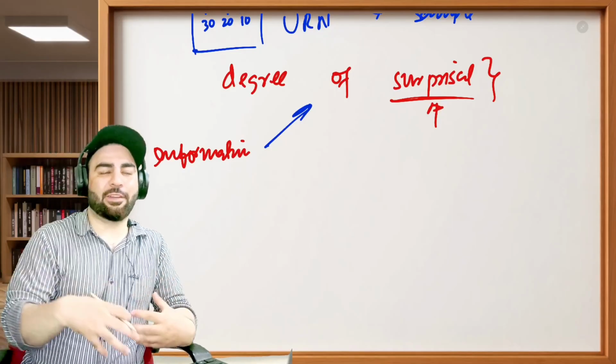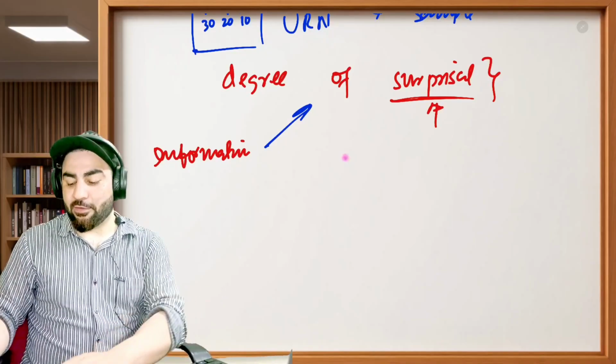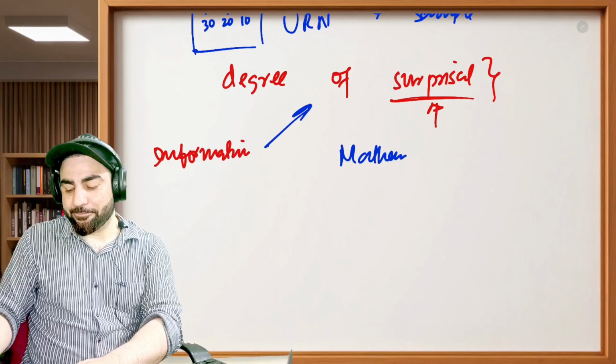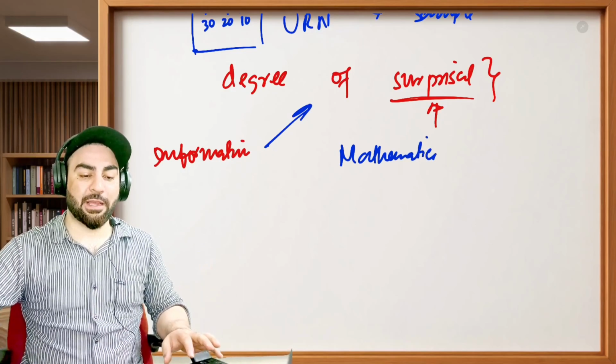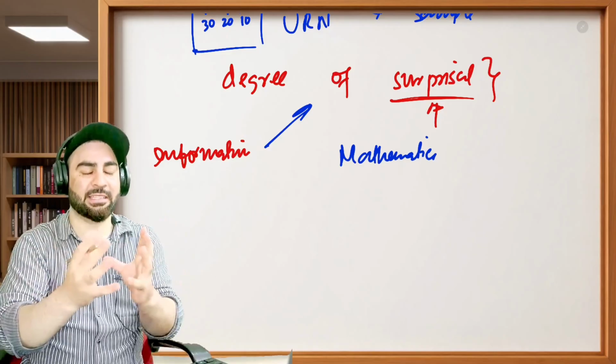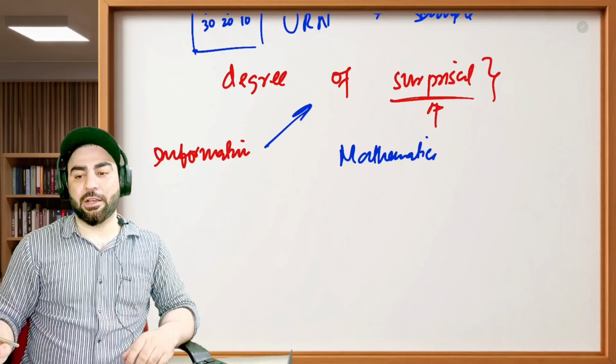Now I'll have to quantify this. If I will be surprised, how can I quantify this? Now I'll bring in the mathematics again. So how many of you agree that information is how much degree of surprise there is in that data point? Okay, now we'll bring that in.